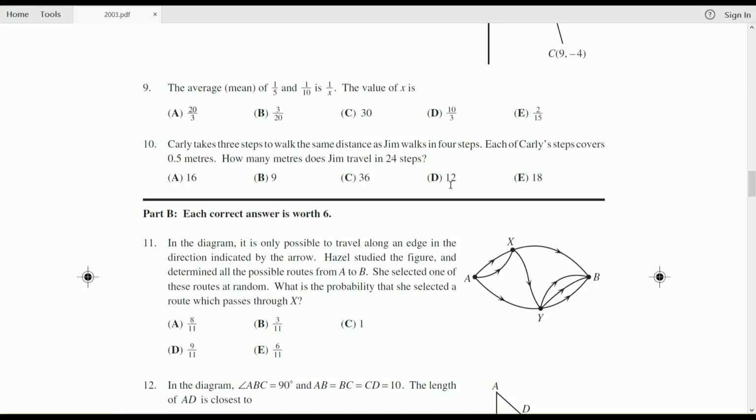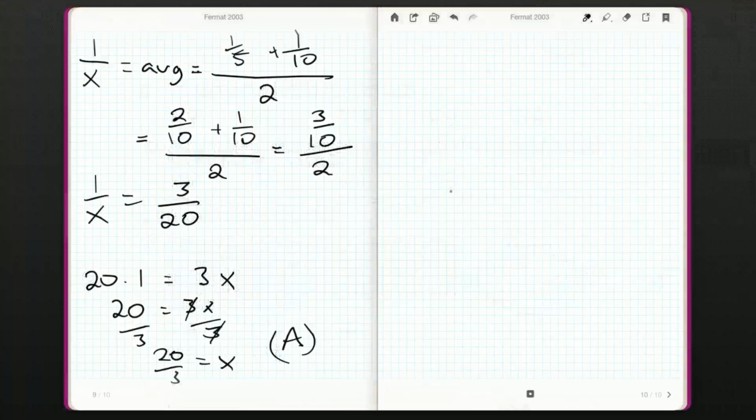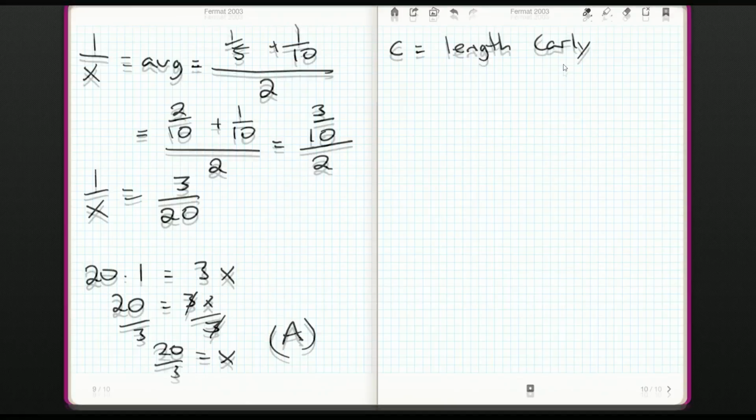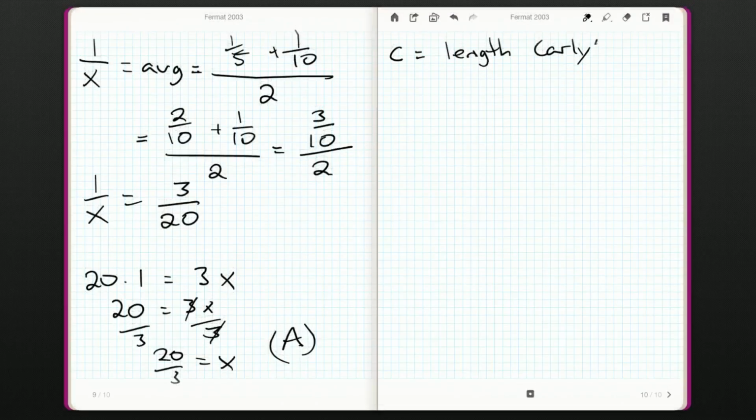So 3 of Carly's steps, which we know each of them is 0.5 meters, is the same as 4 of Jim's steps. So what I'm going to do is introduce some variables. I'm going to let C be the length of Carly's step. And yes, I know we know what this is. And J, the length of Jim's step.